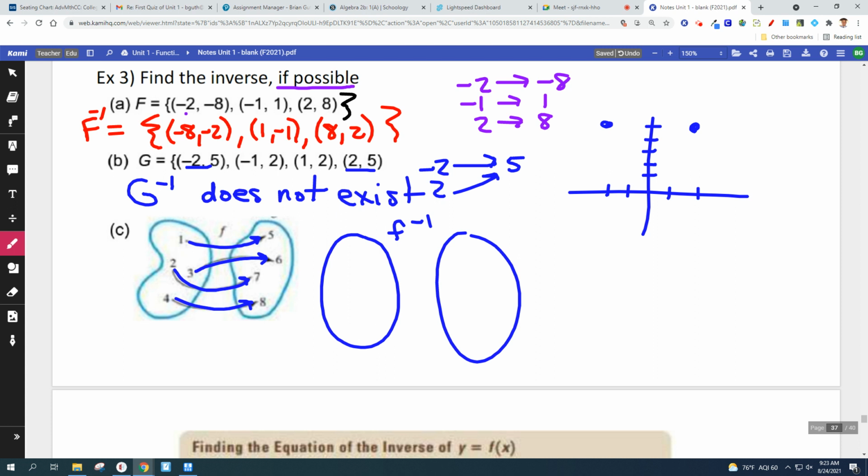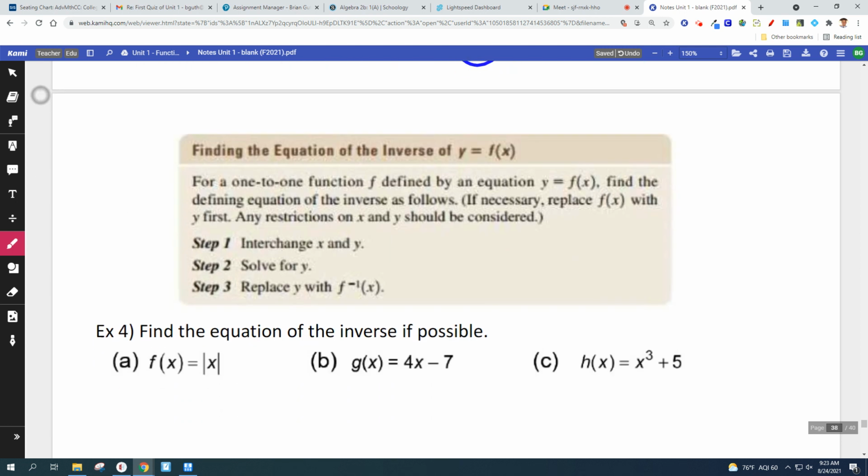And let's draw this mapping. We've got 5, 6, 7, 8. 1, 2, 3, 4. 5 goes to 1. 6 goes to 3. 7 goes to 2. And 8 goes to 4. All we did was switch x and y. If it has an inverse, we're switching x and y.